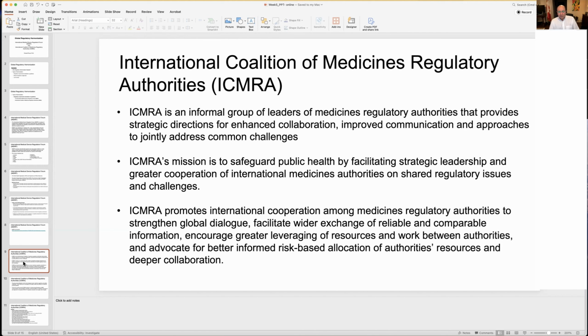So this organization promotes international cooperation among medicines regulatory authorities to strengthen global dialogue, facilitate wider exchange of reliable and comparable information, encourage greater leveraging of resources and work between authorities, and advocate for better informed risk-based allocation of authorities. So in more simple words, harmonizing the efforts for regulatory submission pathways. But again, this is an informal group of leaders.